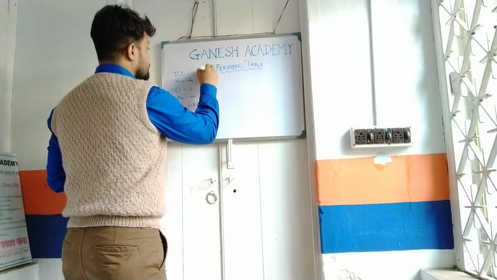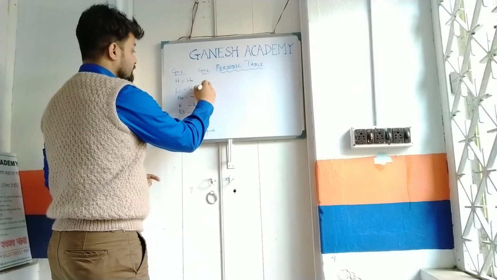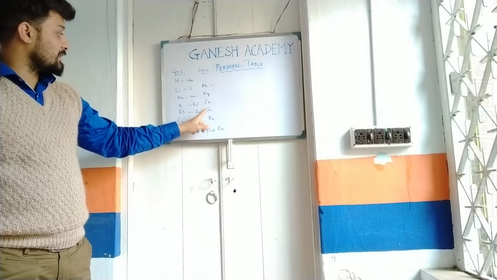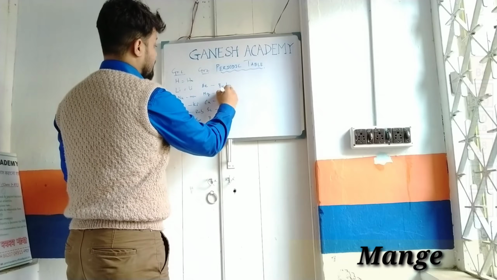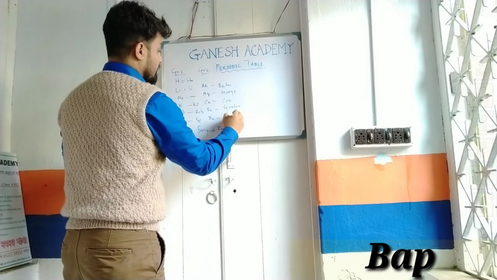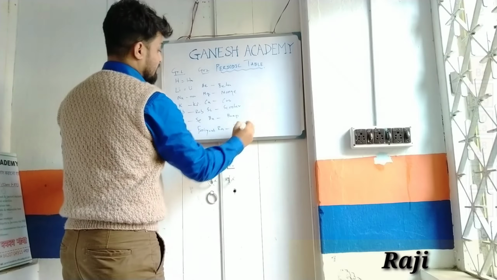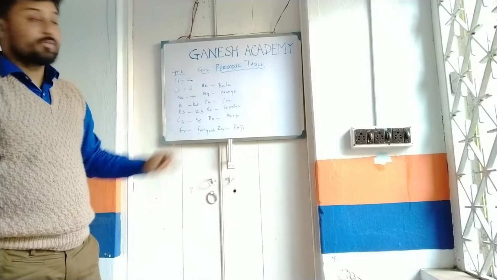Now group 2. Group 2 starts from period 2. It's beryllium, magnesium, calcium, strontium, barium and radium. "Beta, mange, car, scooter, bap, razi." That's how we can easily memorize all the elements of group 2.